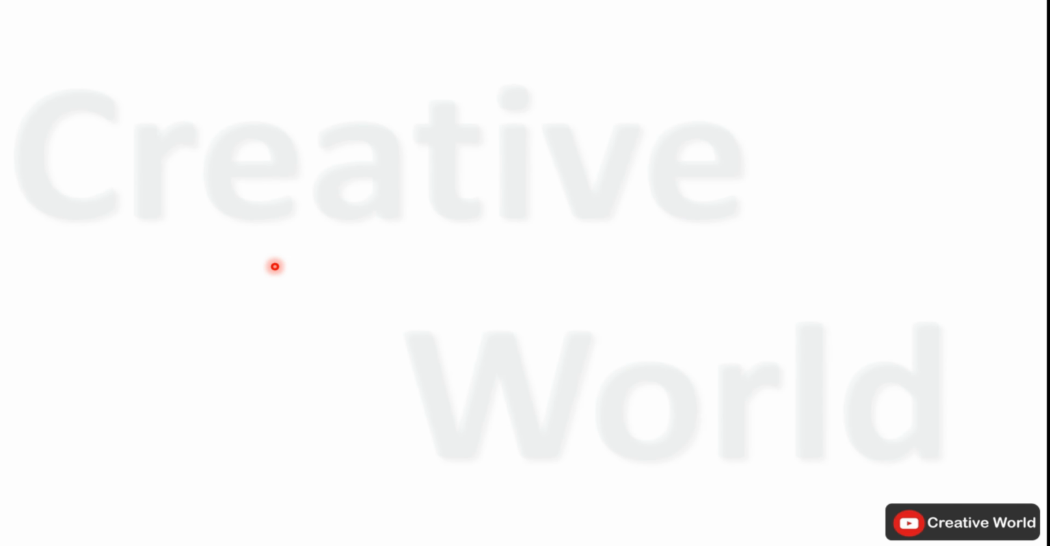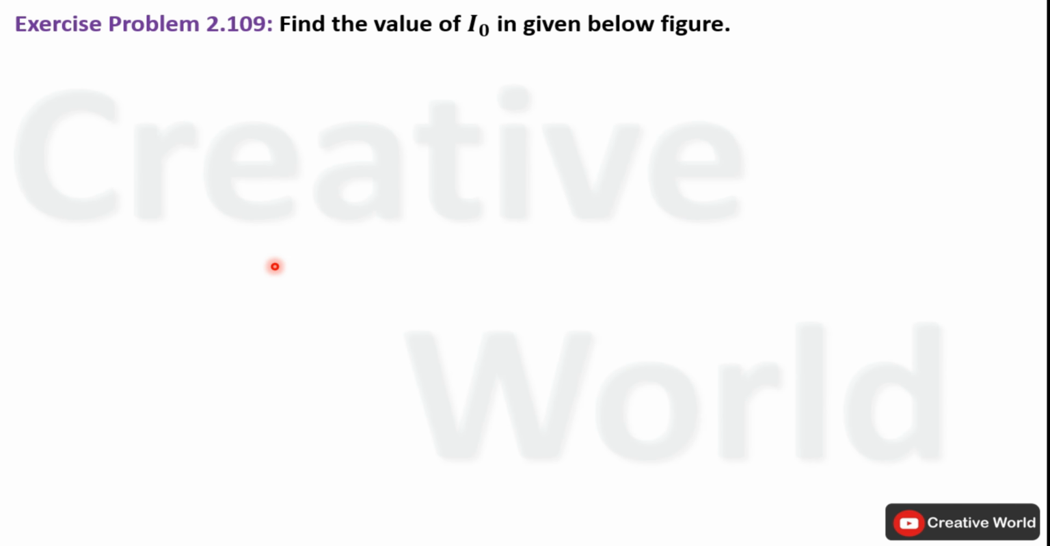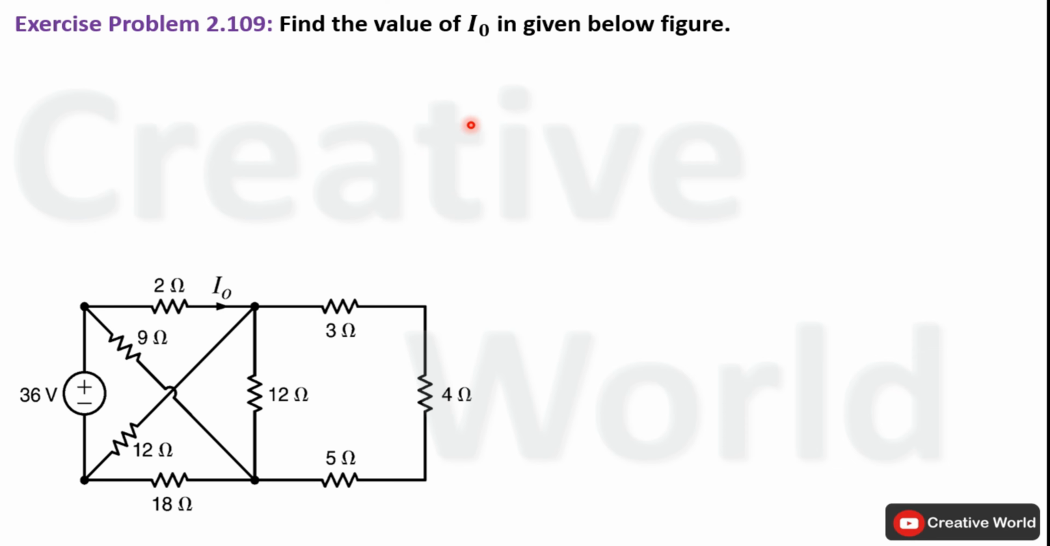Now move towards the problem. Exercise problem number 2.109. Find the value of current I0 in given below figure. This is the circuit diagram of given problem. Inside this network, we have to find the value of current through this 2 ohm branch labeled as I0. So without wasting time, let's proceed towards the solution.